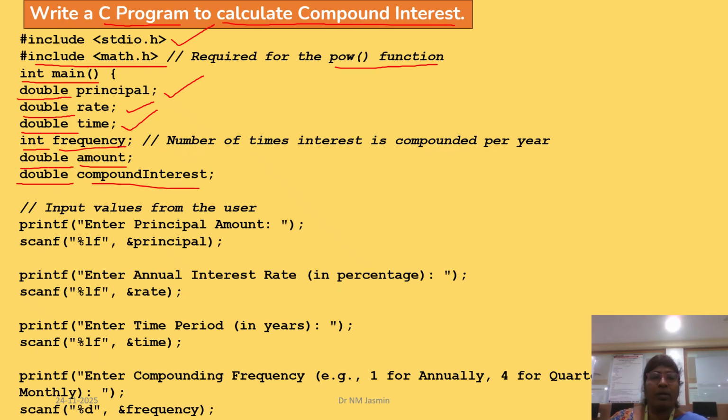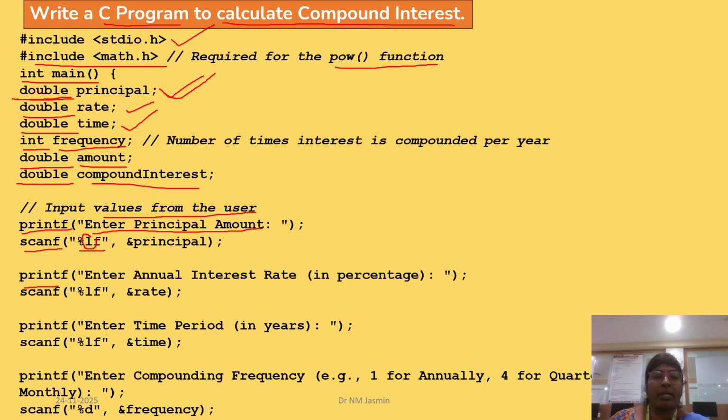Now first, input values from the user using the printf function and also the scanf function. For the principal amount, enter the principal amount, and as the principal amount we have taken is a double data type, we have used here %lf as a specifier for the double data type, where after the decimal point we have the accuracy.